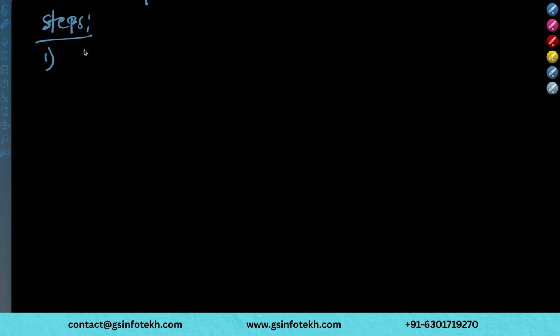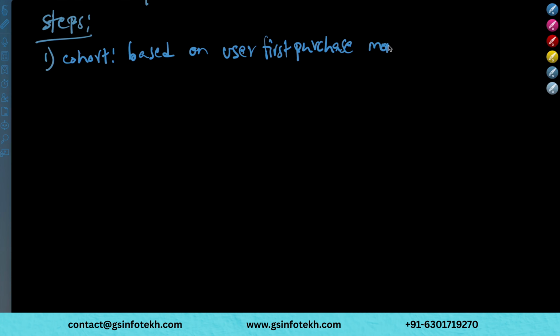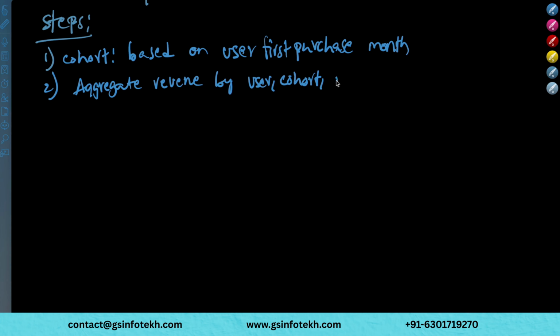First, we need to find a cohort. What exactly does cohort mean? It's nothing but based on the user's first purchase month. This is very important, and I will tell you why in a few seconds. Then we need to aggregate the revenue by user, cohort, and month level.